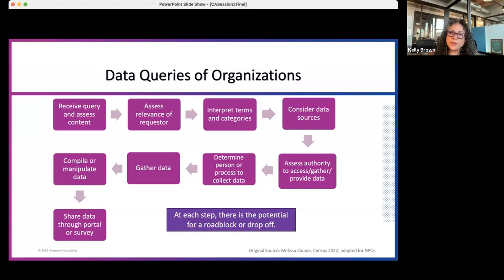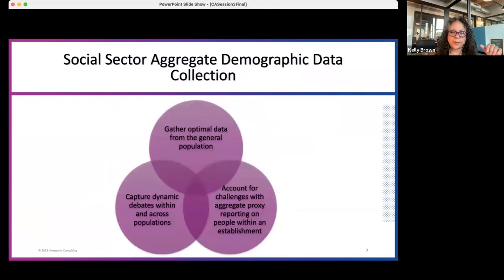I found this framework helpful so that people can understand that all along this process, there are opportunities for roadblocks, for drop off, or for barriers to getting the data that you need and that is being requested of folks. So this is just a flow chart to help you think about that process.